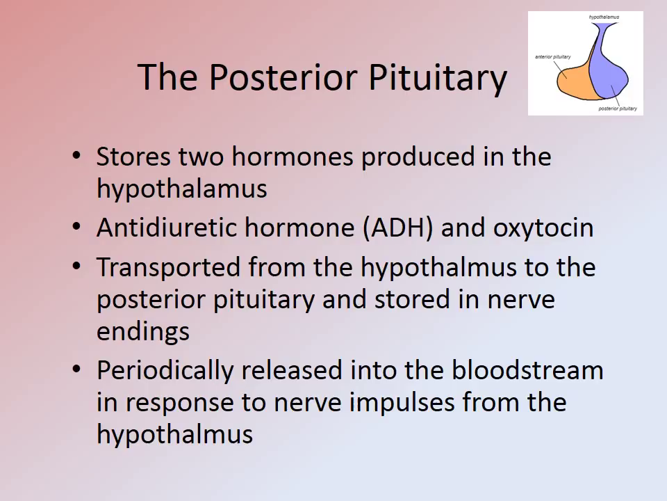So now that we talked about the anterior pituitary gland, let's go back to the posterior pituitary gland. It stores two hormones, like we said, produced by the hypothalamus. We have the antidiuretic hormone, ADH, and oxytocin. They're transported from the hypothalamus to the posterior pituitary gland and stored in the nerve endings of the posterior pituitary gland. Periodically, they're released into the bloodstream in response to nerve impulses from the hypothalamus.